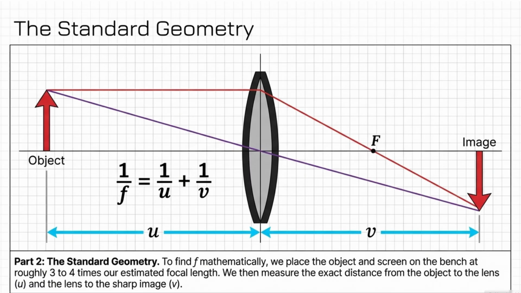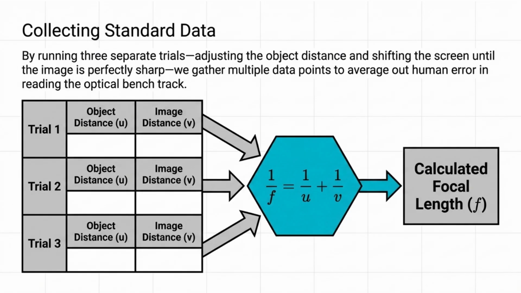To improve accuracy, we repeat the measurements. For each trial, we adjust the positions to obtain a sharp image, then record u and v. After that, we calculate the focal length for each trial and take the average value. Repeating the experiment helps reduce random errors and improves the reliability of the results.